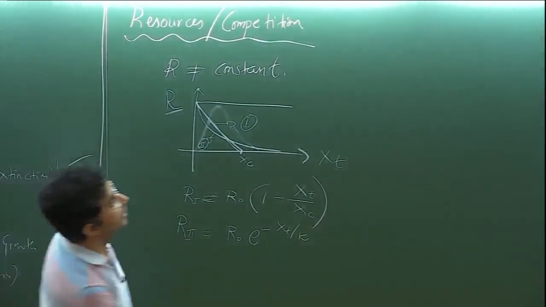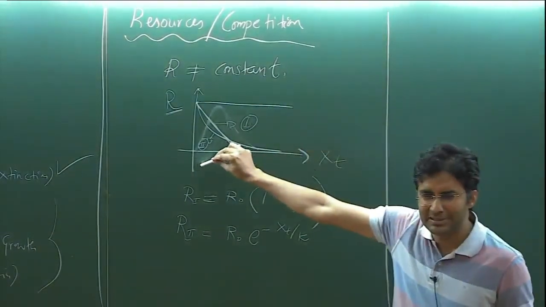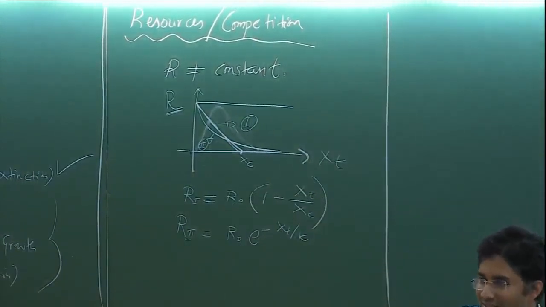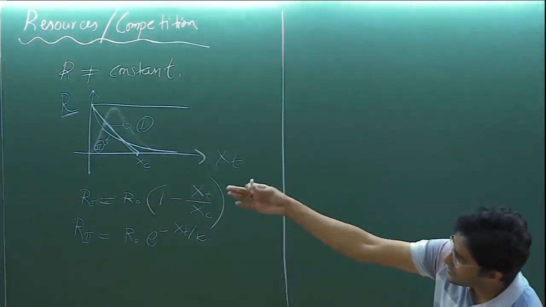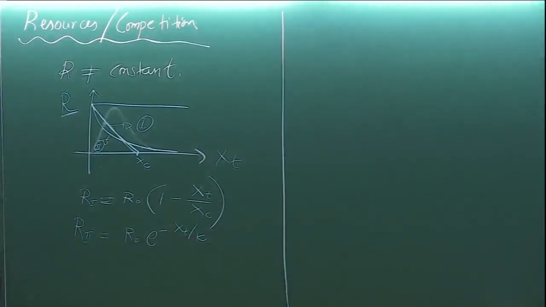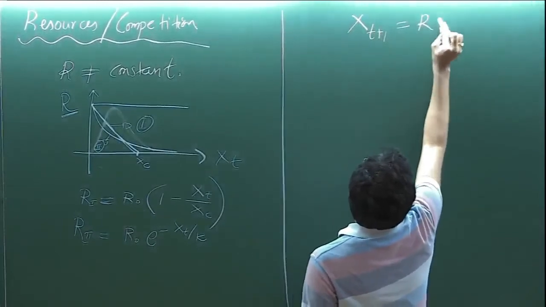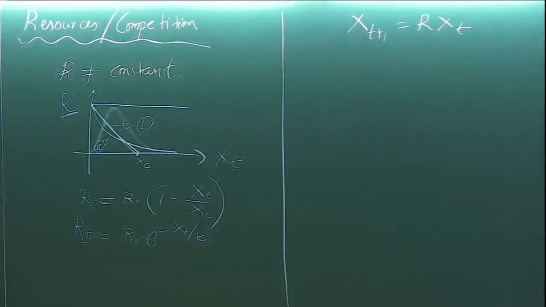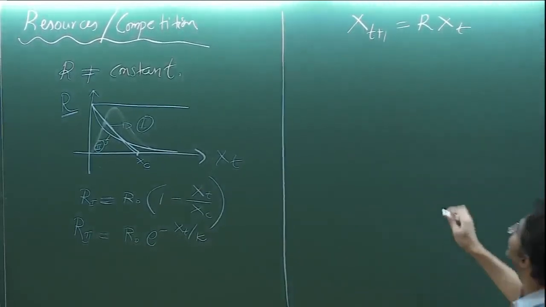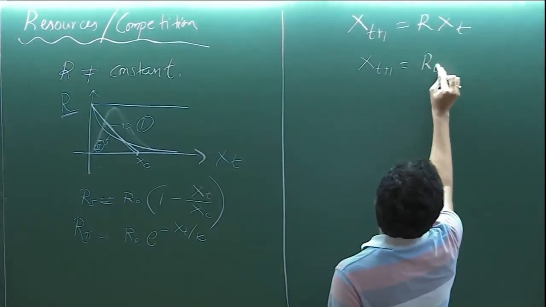Okay. So before we end this class, there are of course many other possibilities. I have only written the two simplest functions that are decaying with xt, a straight line and an exponential decay. Let us substitute this back into the model. What's the model, by the way? The model is xt plus 1 is equal to R times xt. So if I assume that this R, which is the effective birth minus death rate, reduces linearly with xt, we'll have this.